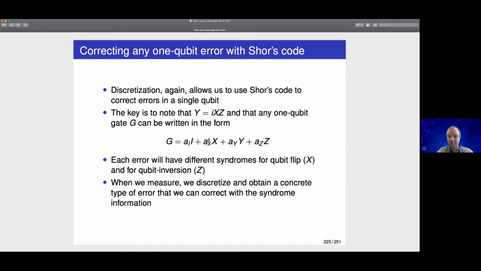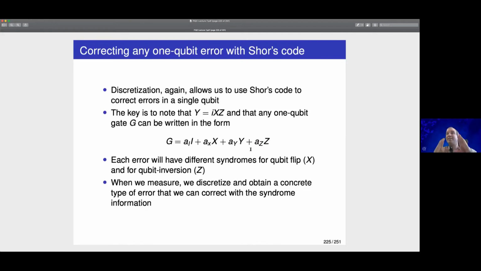There are more general errors, but this also works for that kind of error model. Imagine that the error that we are considering is just a unitary operation on one of the qubits, a general one qubit gate that occurs without us wanting it on one of the qubits. We know that this gate can be expressed as a linear combination of the identity, the X gate, the Y gate, and the Z gate.